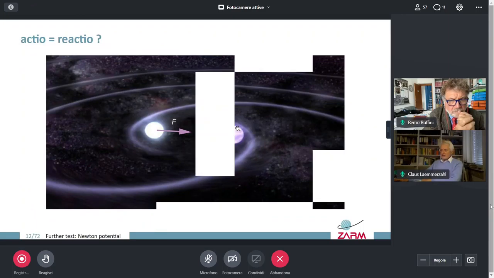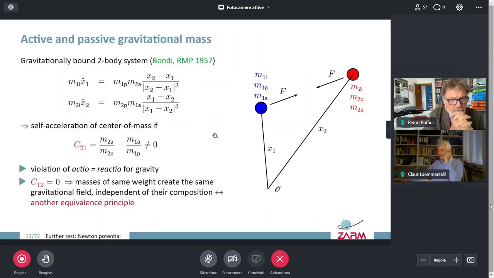And another issue which is also basic to our framework for gravity, and which is also related to the Einstein field equation, is the question of active and passive gravitational mass. This has been introduced by Bondi. If you have a body, then this body may have an active mass, that is the mass which creates a gravitational field, a passive gravitational mass which reacts on the gravitational field, and the inertial mass as we know it. If one writes down the coupled system on the Newtonian level of a two-body system with these three masses, then we get this set of equations. One can calculate the center of mass motion, and one sees that the center of mass motion shows the self-acceleration if the ratio of active and passive gravitational masses is different, depending on the body.